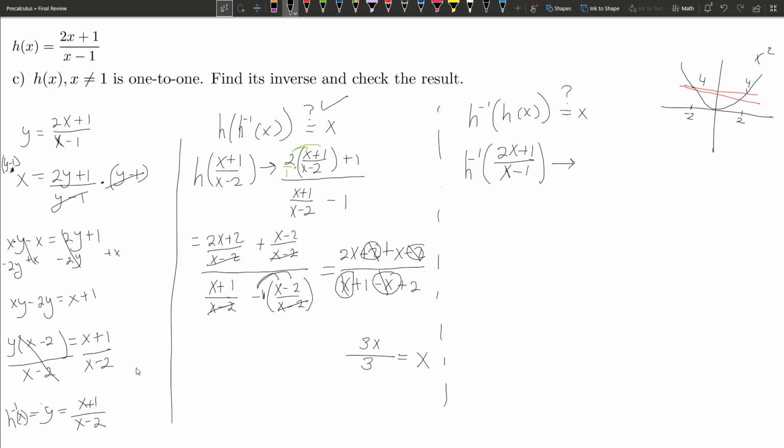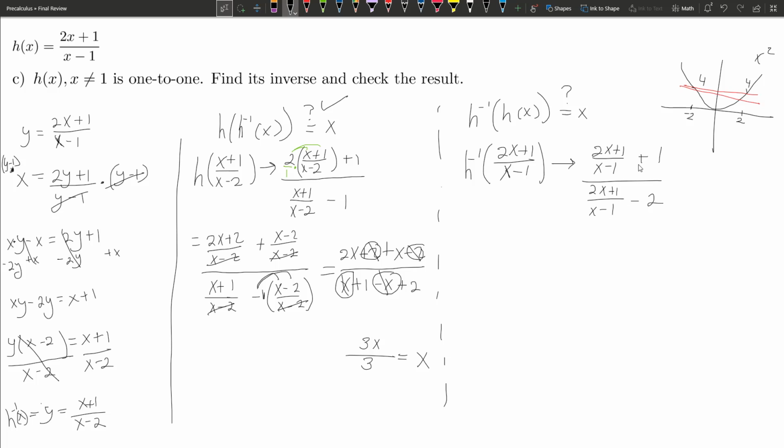So I'm looking at h inverse, which is this thing. And everywhere I see an x, I'm going to put in 2x plus 1. Right, sorry, not 2x plus 1. 2x plus 1 over x minus 1. So 2x plus 1 over x minus 1, plus 1, over, remember this x is really this thing. So 2x plus 1 over x minus 1, minus 2. And I'm going to do the same strategy that we did for this one.